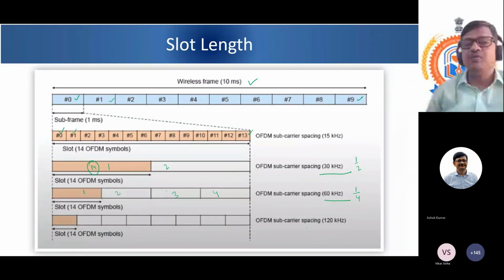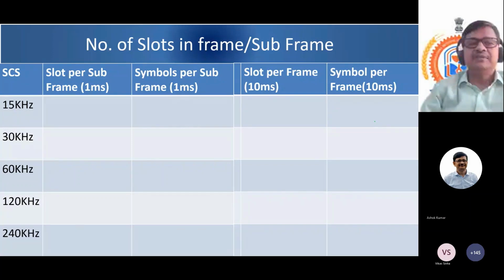If I have 120 kilohertz, then the slot size is 1/8 millisecond. So I can have 8 slots. Is this clear in this picture? Any doubt here? Okay, good. Now this is for you.